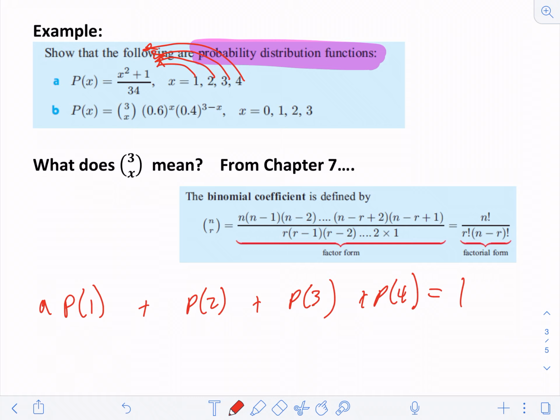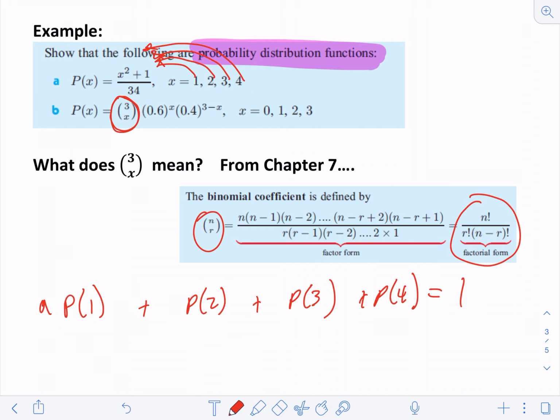Same thing with letter B. By the way, what is this? Remember this? That 3 choose x? Well, if we had n choose r, that's going to be n factorial over r factorial times n minus r factorial. That was when we did the binomial coefficient. That was a little while ago. But I'm not going to have you work these out. I'm just going to show you the answers because I'm assuming you can plug your numbers in.